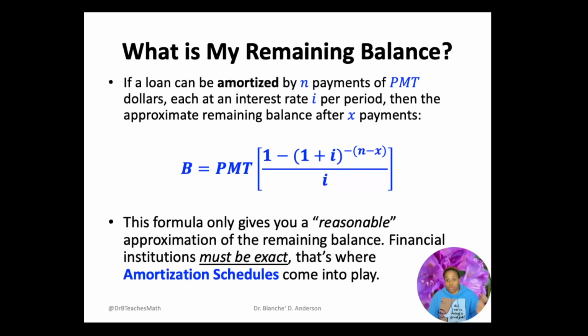Another good question: what is my remaining balance? Okay, I've made so many payments. I've made 50 payments. Now, how much do I owe? I've made 10 payments. Now, how much do I owe? There is a formula for that. So, if the loan can be amortized, meaning you can calculate a payment that has the principal and the interest together, you can actually figure out what the remaining balance would be for that particular loan.